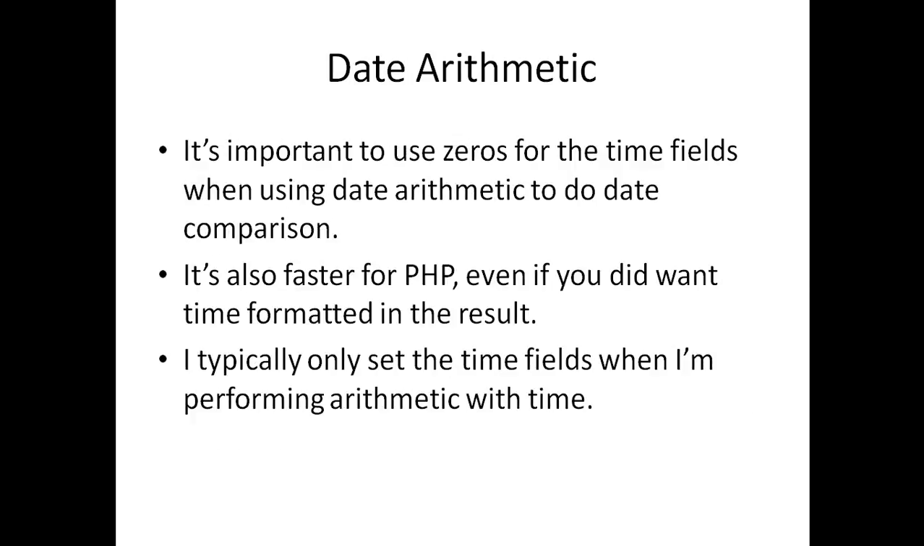Okay, so here are some tips. It's important to use zeros for the time fields when using date arithmetic to do date comparison. I already covered that. You're putting them there for the hour, minute, seconds. You're also putting them there in the two dates you're comparing, so that you actually get the same time to do comparison with. And it's also faster for PHP, even if you did the formatting once in the result.